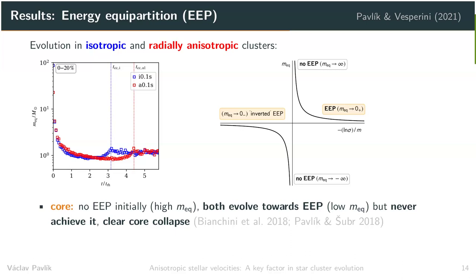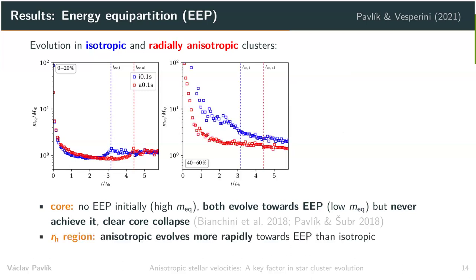There is a signature of core collapse here. And then you flatten the profile. That's the core, right? Both evolve towards equipartition, but never achieve it in the full mass range. If you look around the half mass radius, it's not as deep, but both clusters are still evolving towards energy equipartition. They still never achieve it.